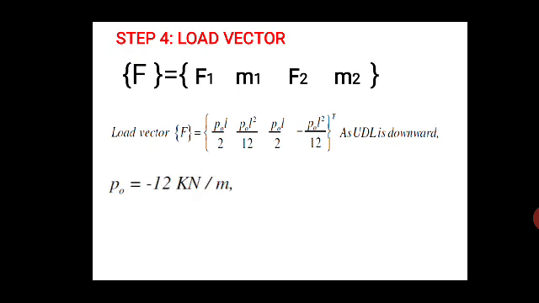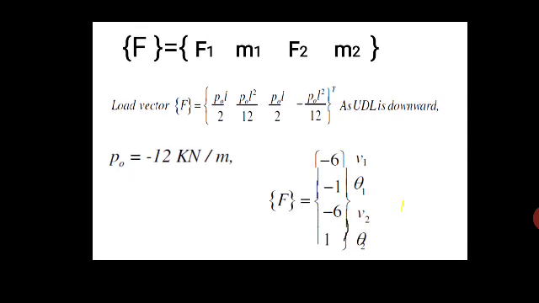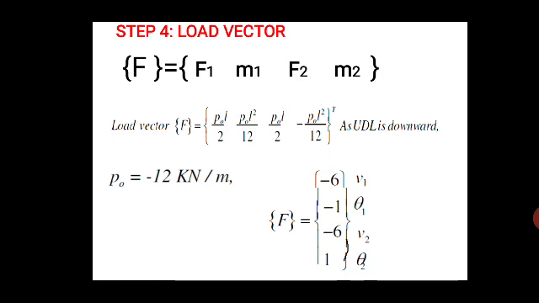Since the UDL is acting in the downward direction, we will consider the value of P naught as minus 12 kilonewton per meter. Now substitute P naught is equal to minus 12 kilonewton per meter in the loading vector. On substituting, we get P naught is minus 12 into length 1 meter by 2, that is 12 by 2 is 6, that is minus 6. Similarly, P naught L square by 12, that is minus 12 into L square by 12, gives minus 1.